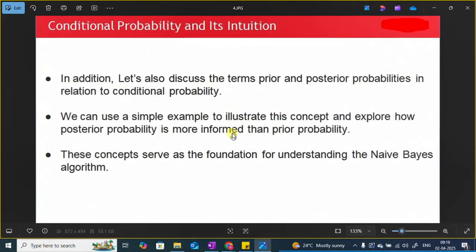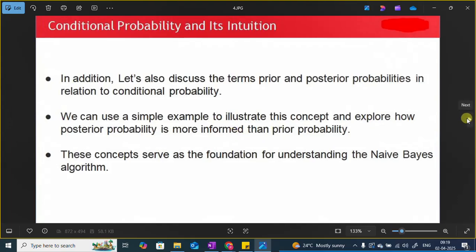In addition, let's also discuss the terms prior and posterior probability in relation to conditional probability. We can use a simple example to illustrate this concept and explore how posterior probability is more informed than prior probability. This concept serves as the foundation for understanding the Naive Bayes algorithm altogether.